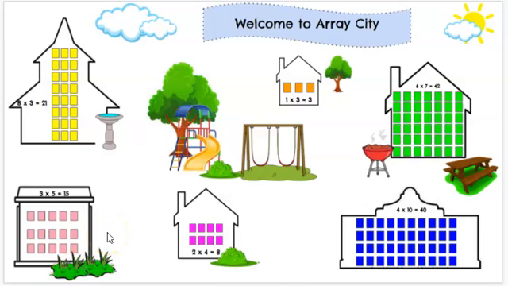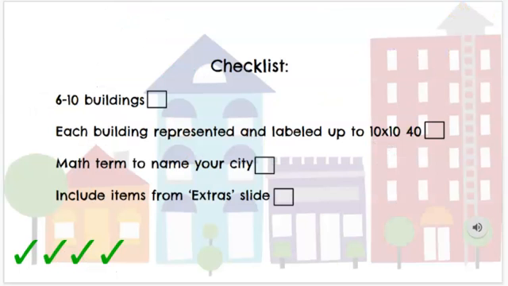Okay? So you're going to have 6 to 10 buildings, and you're going to have extras, and you're going to put multiplication facts on top of those buildings and arrays. Here's your checklist. Make sure you have 6 to 10 buildings, that each building is represented and labeled up to 10 times 10. Your math term is your title or the name of your city, and you're going to include items from the extra slide.